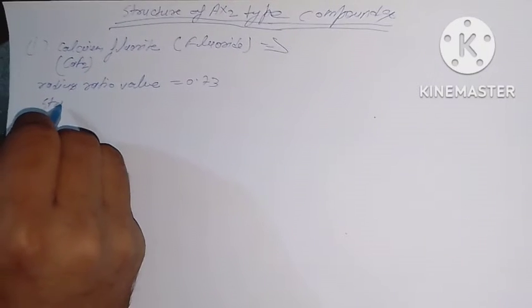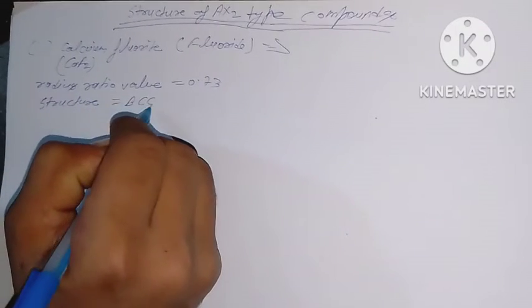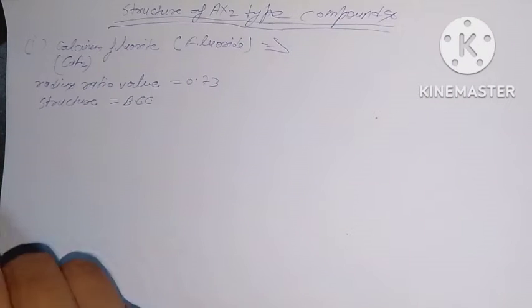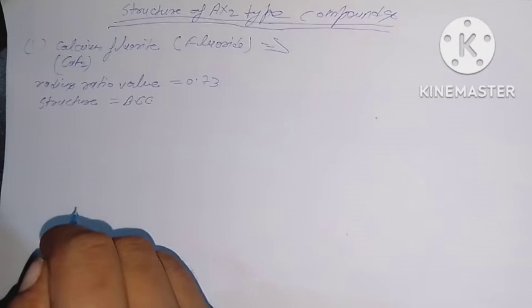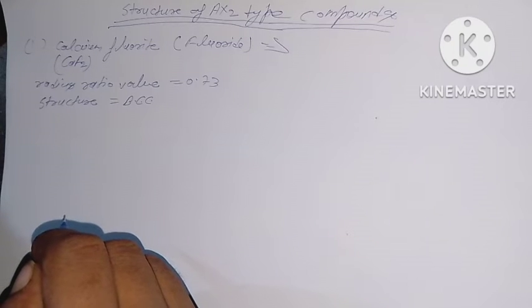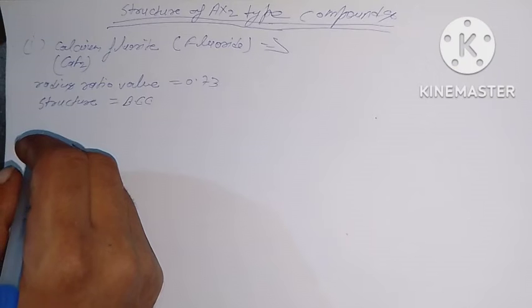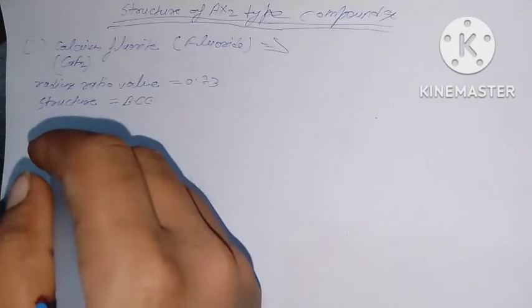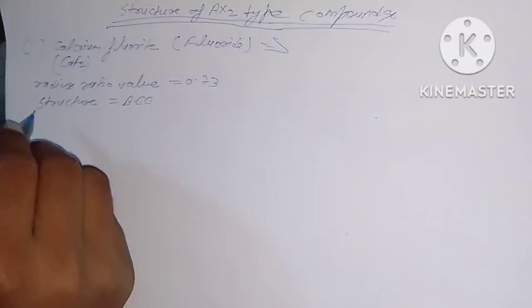The structure is BCC, body-centered cubic arrangement. In fluoride, each calcium ion is surrounded by fluorine ions, as fluorine ions are double the calcium ions. In fluoride, the calcium ion is surrounded by 8 fluorine ions.